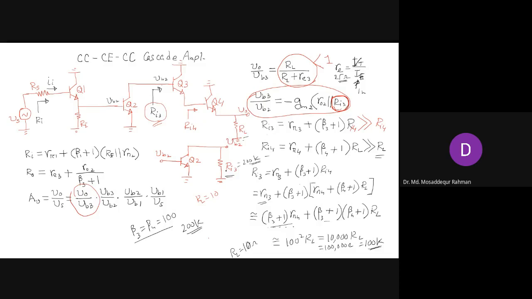A big number, right? And the overall gain will be minus gm times 200. gm was 40, right? The 40, and that times 200. How much is it? 8,000, right? Is that clear, guys? Yes, sir.